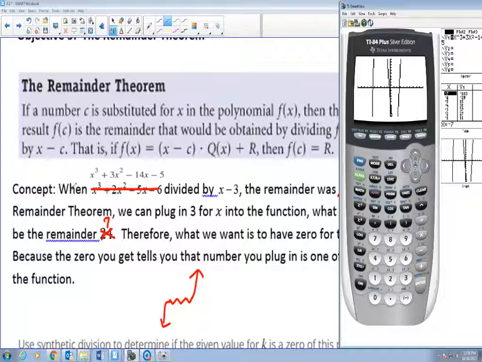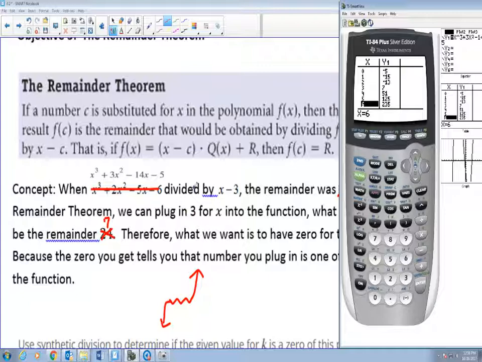So I should have 3 zeros. Right now what I notice is 1, 2, 3. It crosses over the x-axis 3 times. So here are my 3 zeros. But I still don't see this. What I still do not see is a y value equal to 0, because the 3 we used is actually not a zero of the polynomial function.